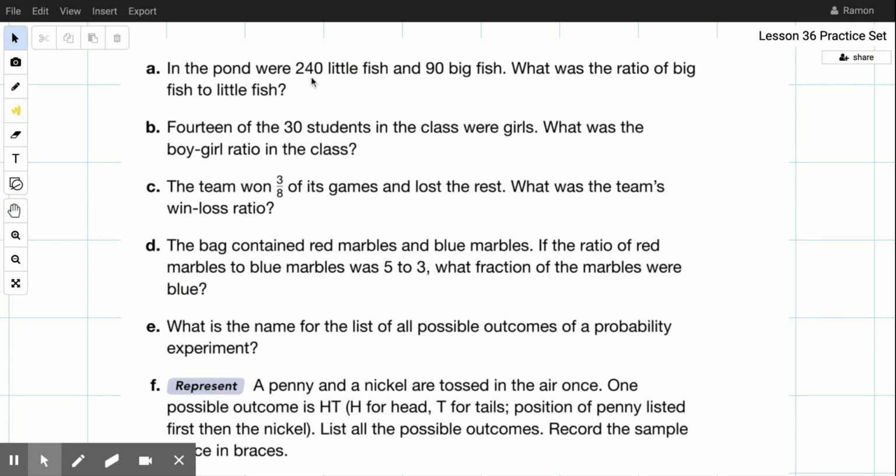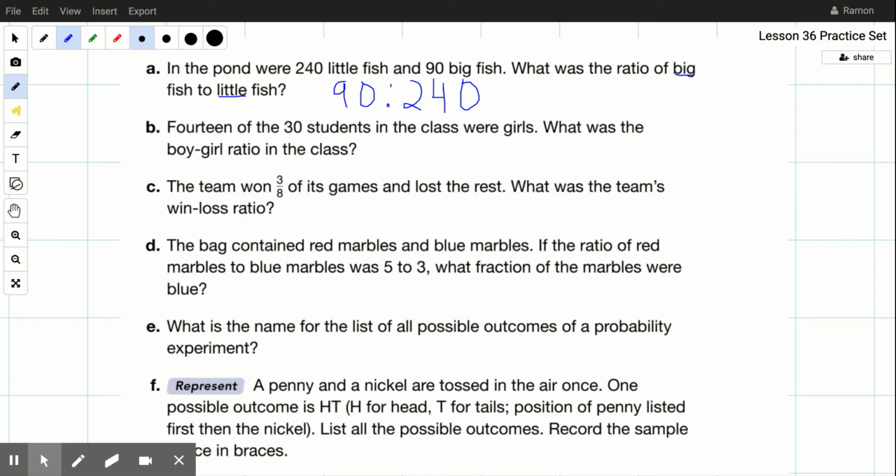So, in the pond were 240 little fish and 90 big fish. What is the ratio of big fish to little fish? The important thing to know when you're writing a ratio is that the order does matter. If the order is big to little, then that's the order we have to write the numbers in. So even though in the problem it gives us the little fish first, when we write the ratio, the big fish actually has to present first. So it would be 90 compared to 240. That is our ratio of big fish to little fish.